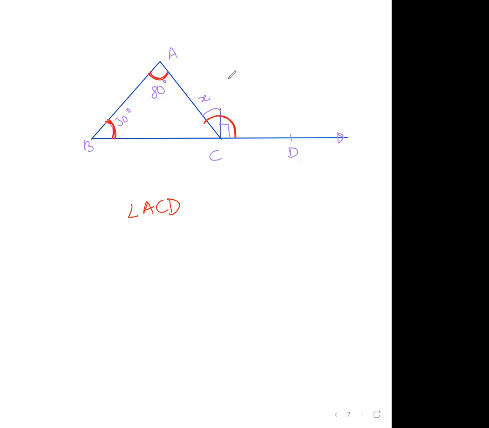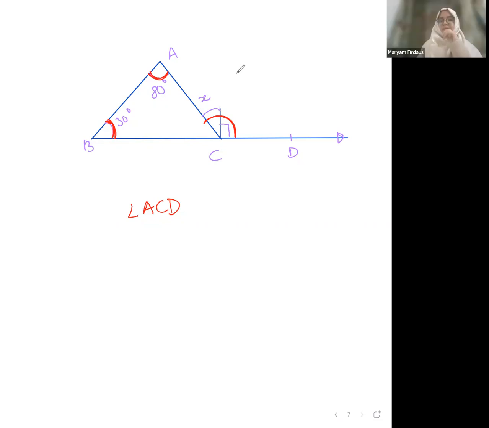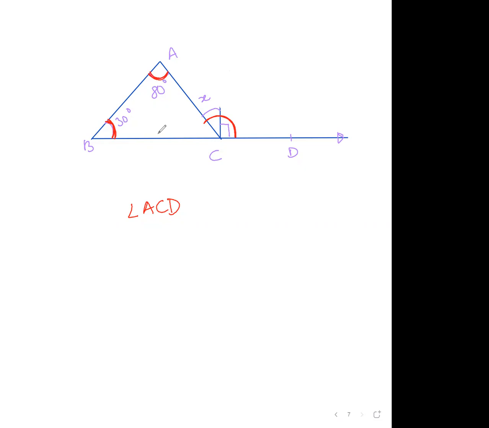They're like equilateral triangles. No. Equilateral triangle is 60, 60, 60. Here you have 30, 80 and something else. They form 180 degree. How do you know that?